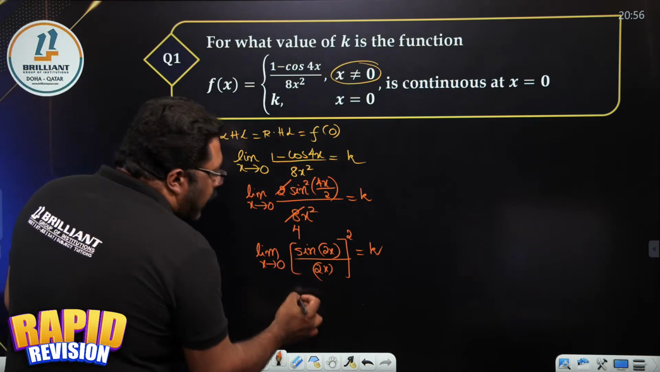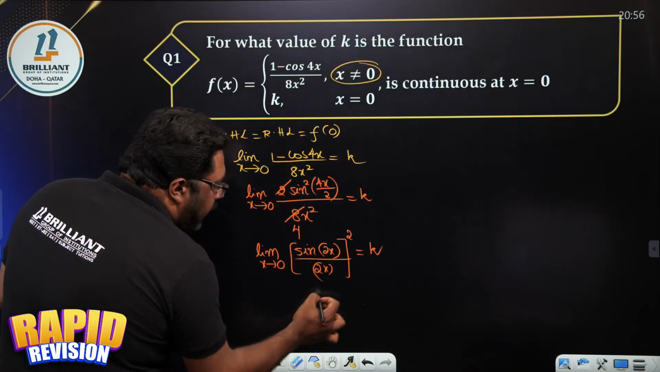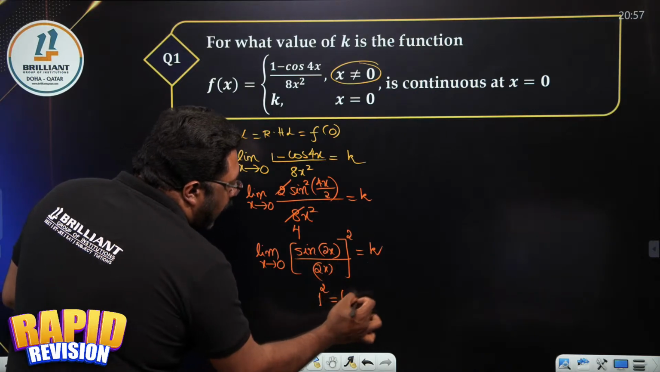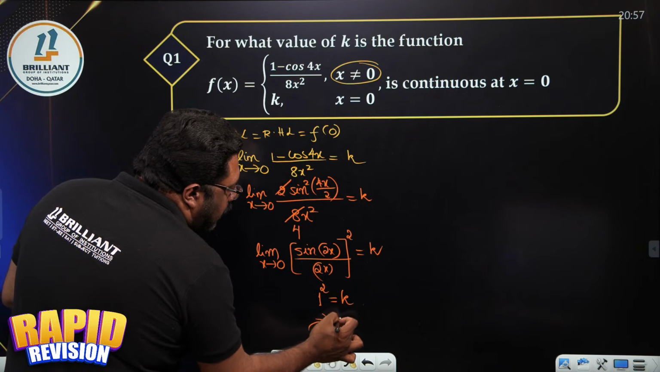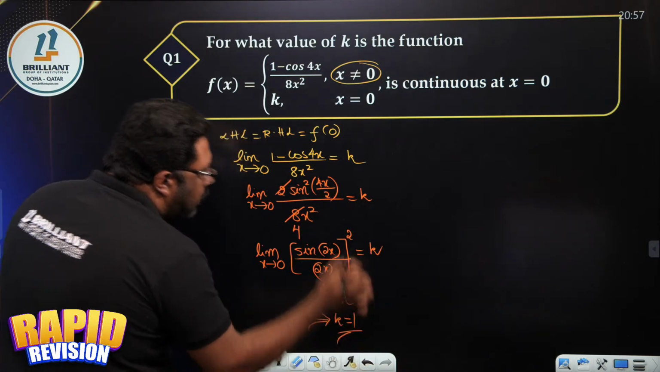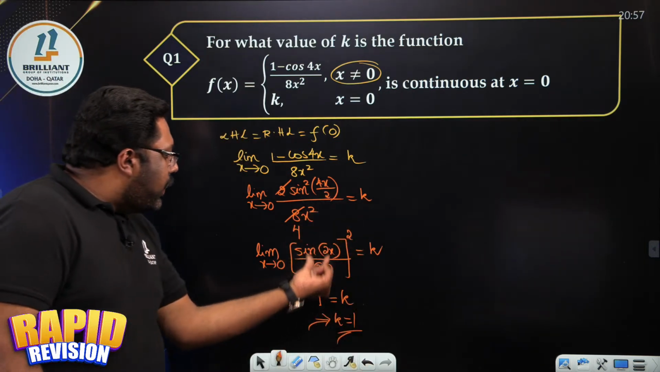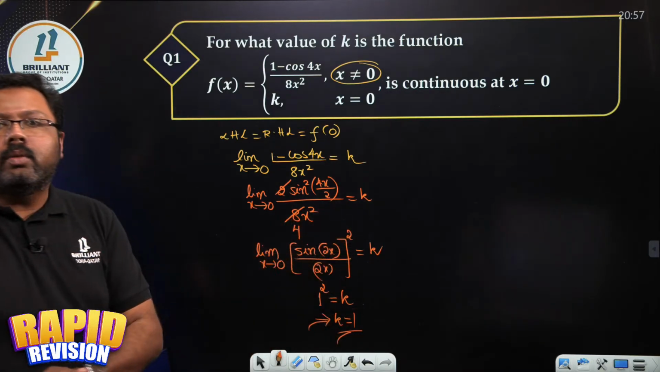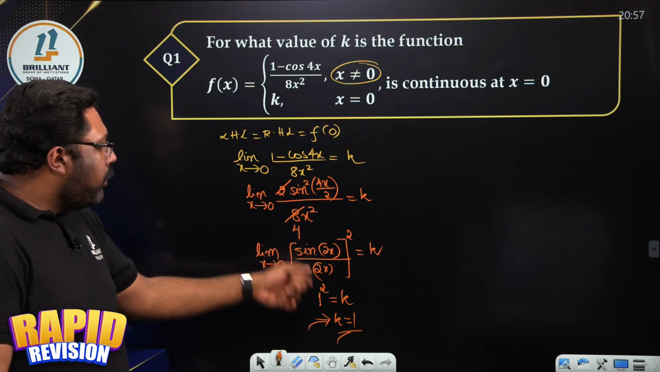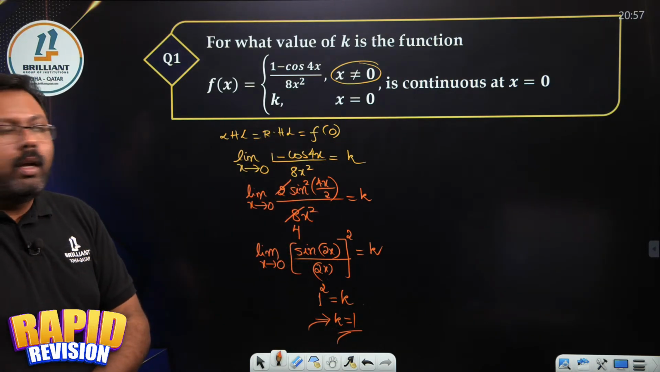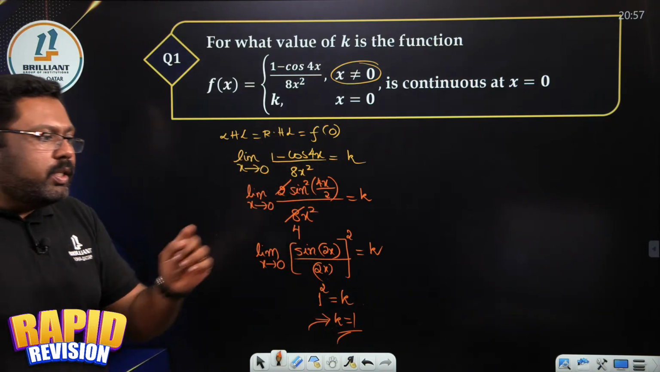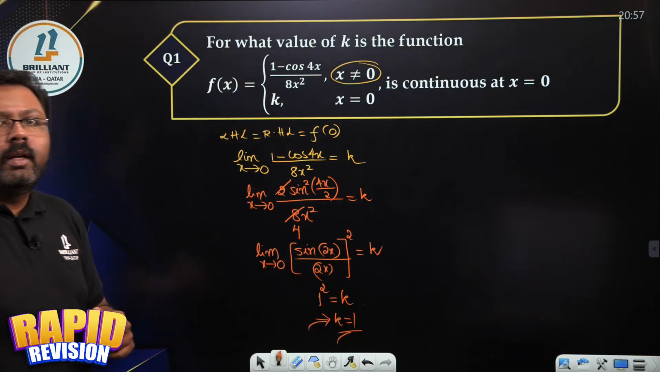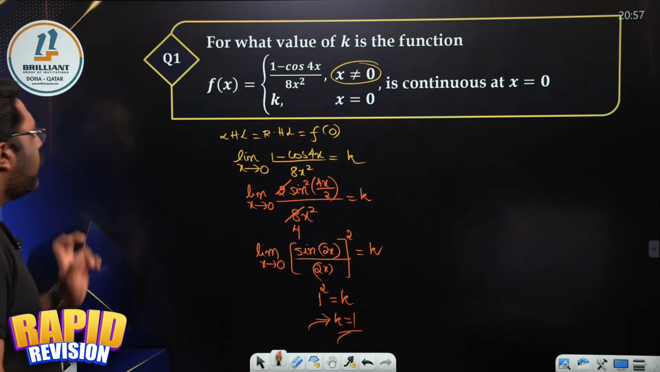Okay, and this according to the formula for limits is 1 squared equal to k, that is k is equal to 1. Yes, this expression limit is 1 squared, so k is equal to 1. I believe everybody is clear why the value of k is 1, for which it is continuous. Just applied the formula and got the answer. Straightforward question from limits for 2 marks.